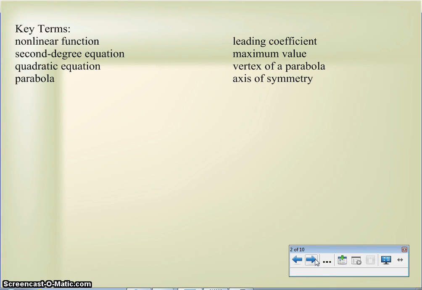Here are our key terms or vocabulary for this unit. Make sure that you've reviewed it before moving on with this video.